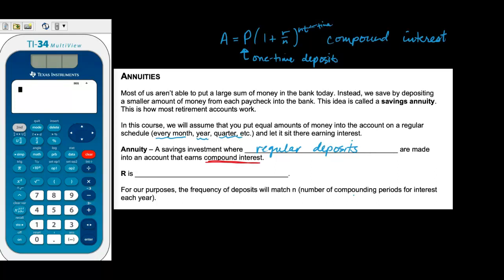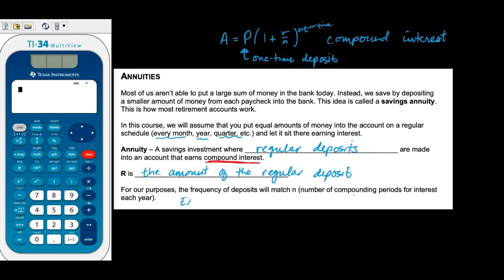And R in our formula, because we no longer have a principal since we're making these regular payments instead of this one-time deposit, we're going to use R in the formula to stand for our regular deposit. So it's going to represent the amount of the regular deposit. And for our purposes, the frequency of the deposit is going to match N. Typically N stands for the number of compounding periods for interest per year. Every time a deposit is made, that stands for a period when that interest is compounded.